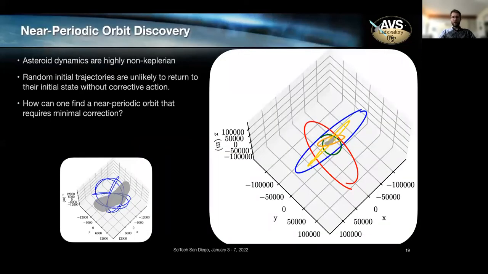The second application we look at here is the identification of near periodic orbits. As I mentioned, motion is highly non-Keplerian about asteroids. And if you were to just randomly choose an initial condition and propagate it forward, it's extremely unlikely that you'll find an orbit that returns to the same initial state or even close to the initial state. But nevertheless, we search for those conditions.